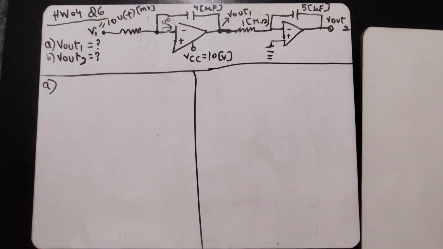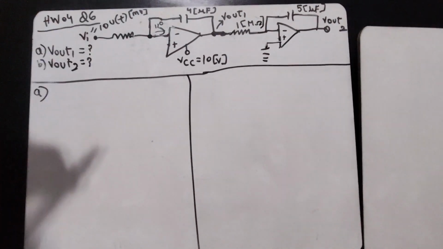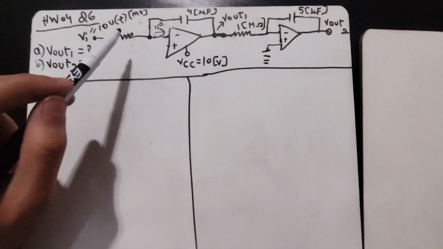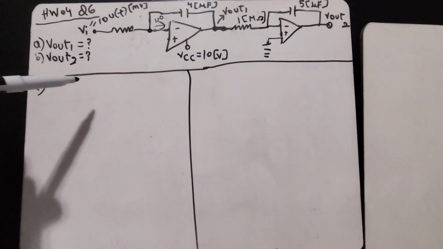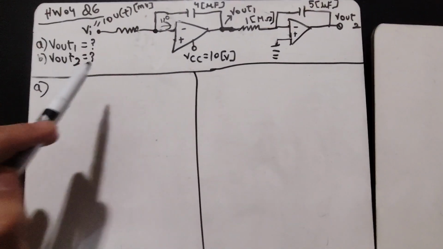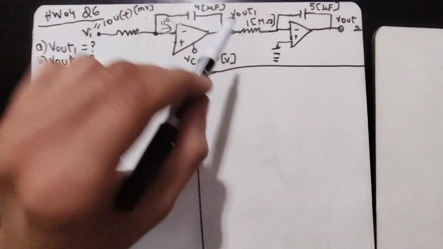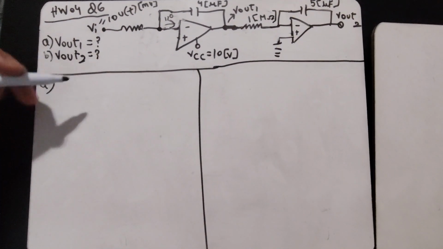My name is Parth, and today we'll be going over a circuit from homework 4. This is question 6, if anyone wants to know the reference. This is a double RC op-amp problem, and we have to find Vout1 and Vout2. Vout1 is this one, Vout2 is this one. We're going to start with Vout1.